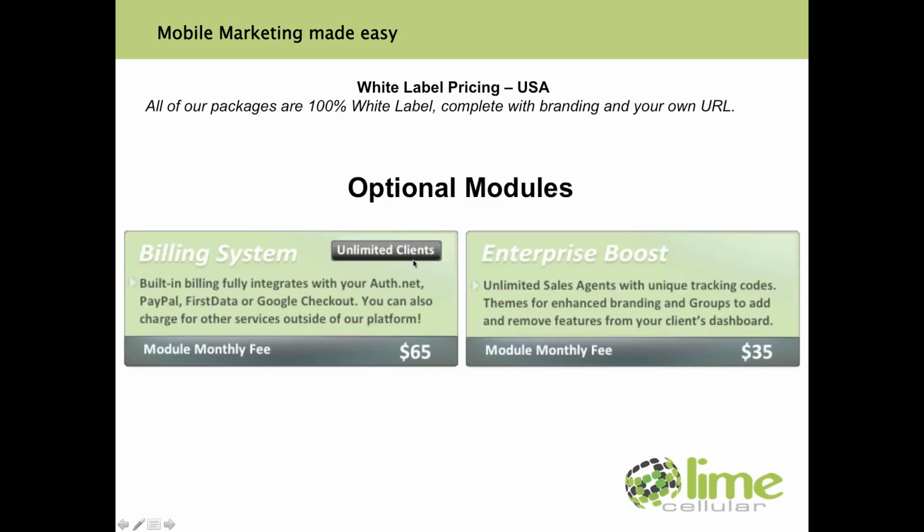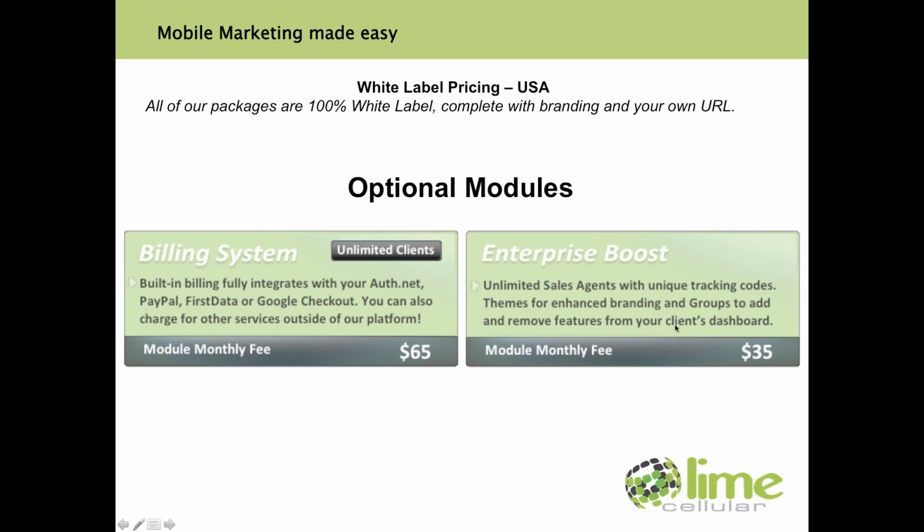These are the only two optional modules. You can add them at any time. They're not necessary for you to do business, but obviously they do add something. Billing system, like I said, $65, unlimited clients. You can add it at any time.